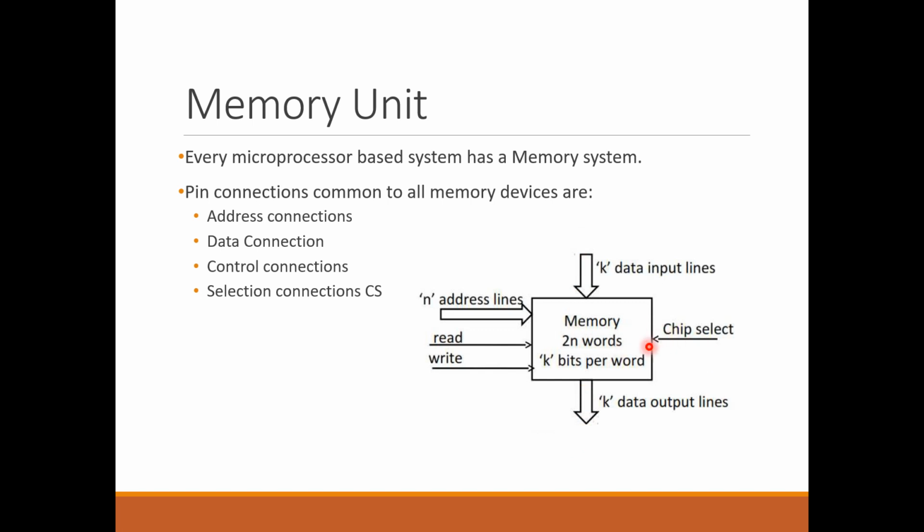And we have a chip select as well, in case we have more than one memory established in a computer system. So this chip select must be available in order for the microprocessor to select one of the memory devices at any given time.